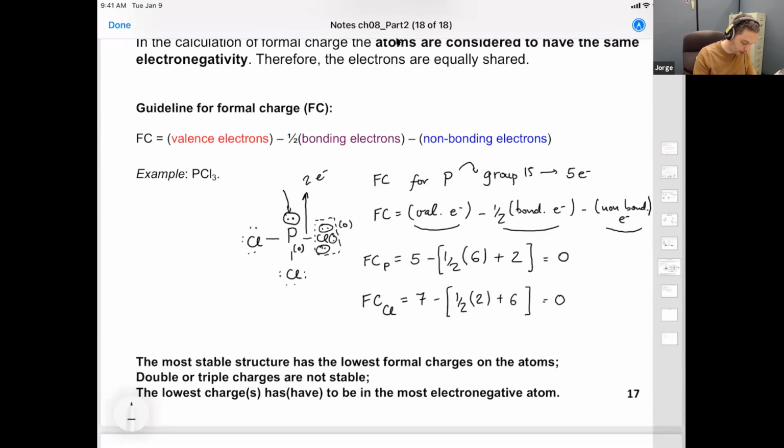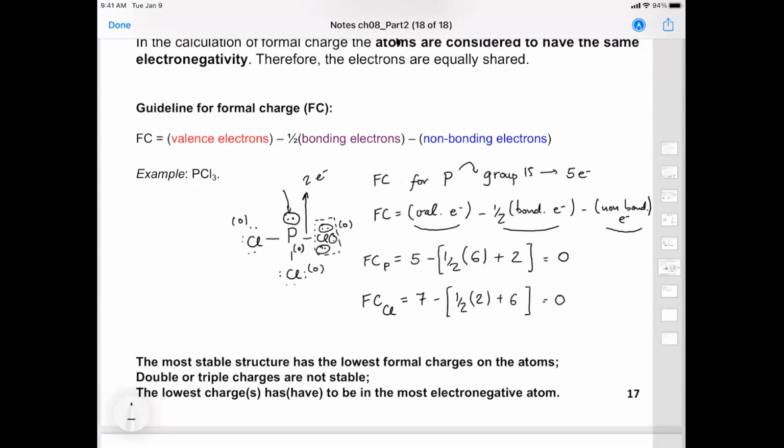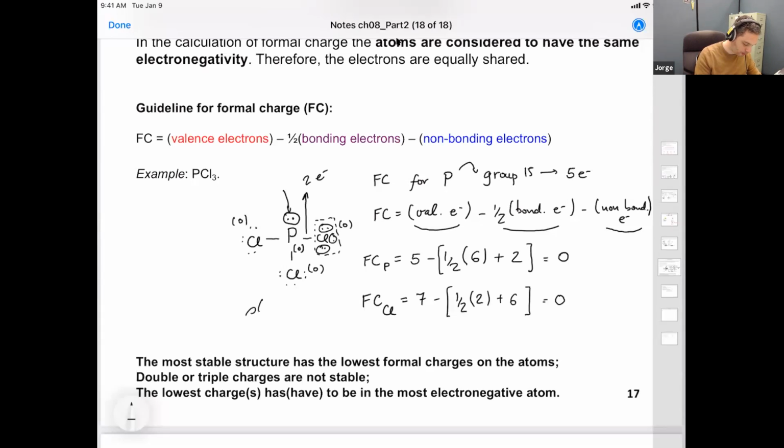The chlorine at the bottom is exactly identical to the one on the left, therefore 0, and the one on the most left side here is 0 as well. Therefore, the formal charges for all the atoms in this structure are 0. That means this structure is stable.